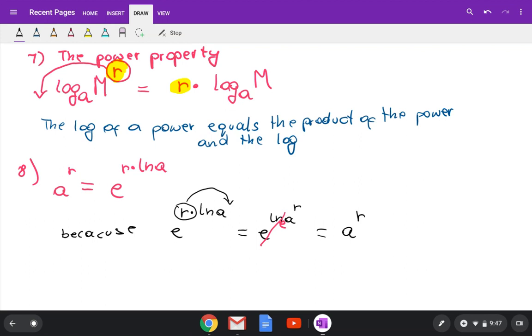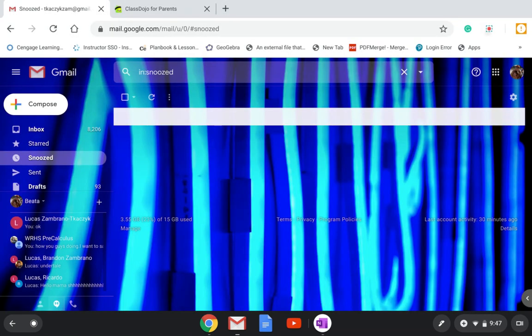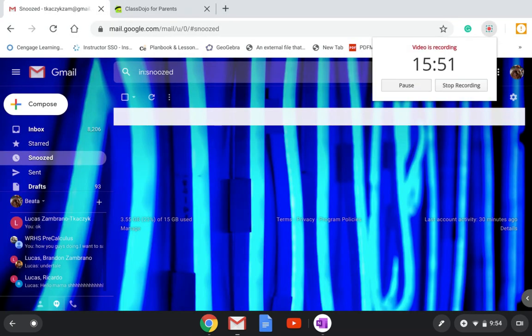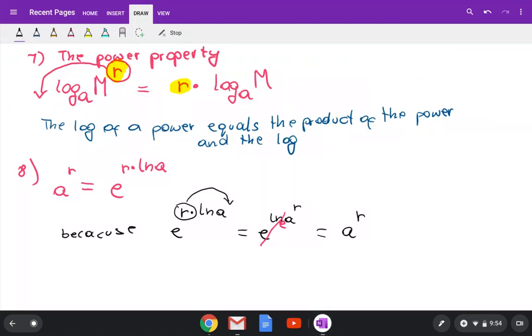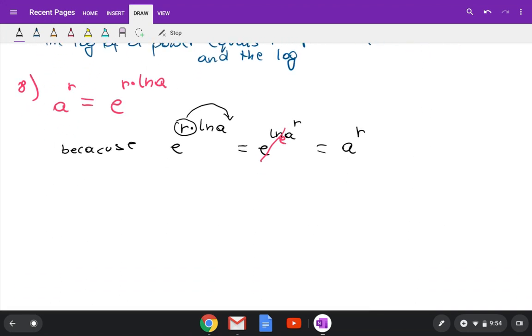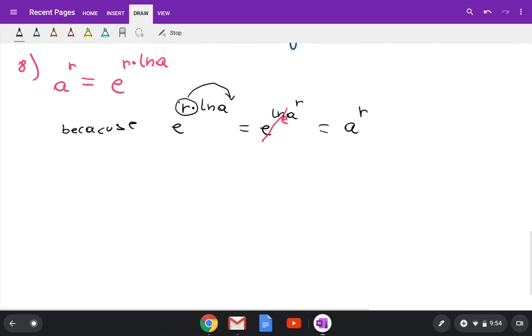I will just pause for a second. Okay, so we're going back. You guys have all the properties. Now let's start practicing. Okay, so we're going to do a lot of work. Again, let's start with number 15 from your textbook. This is page 459.